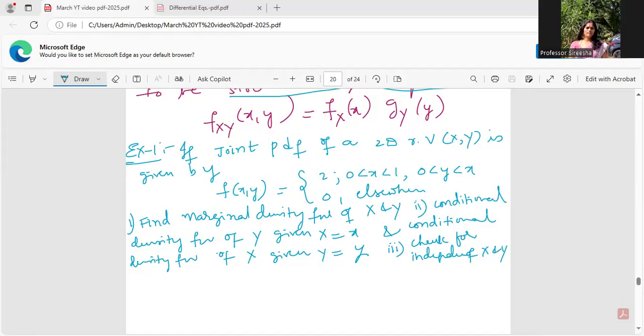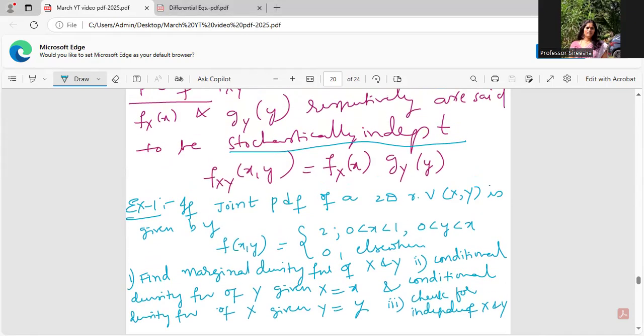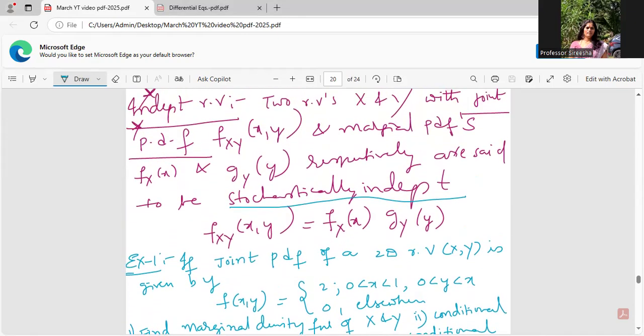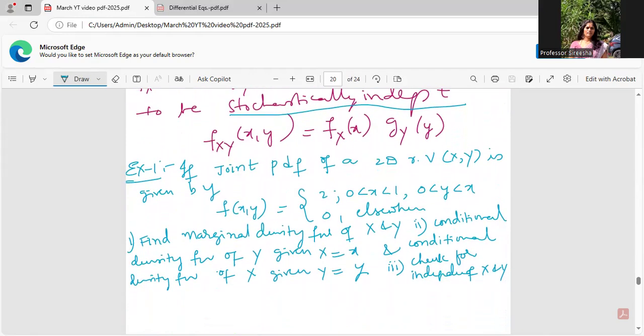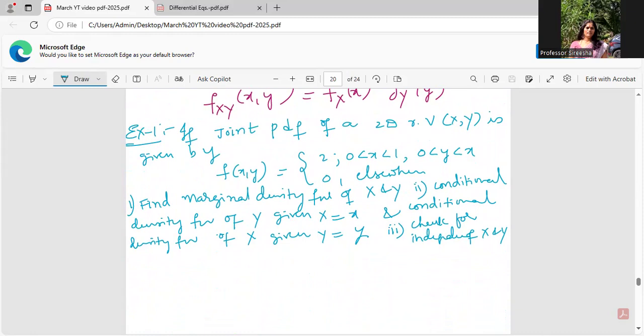Okay, so coming to stochastic independence, this has been the definition which I have discussed in the previous video. It is that both x and y have a joint probability distribution, but they are independent of one another, or the function g of y is independent of x. Then you will say they are stochastically independent. Okay, I have a problem here, an example here.